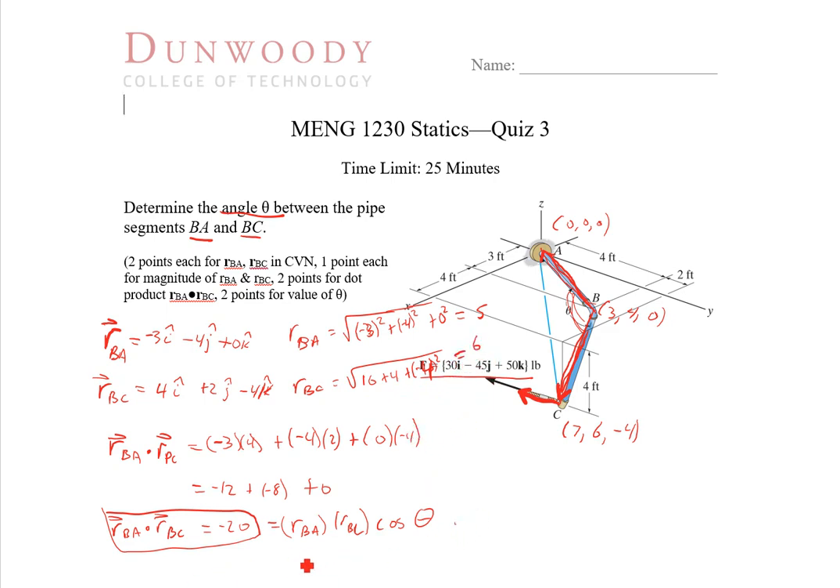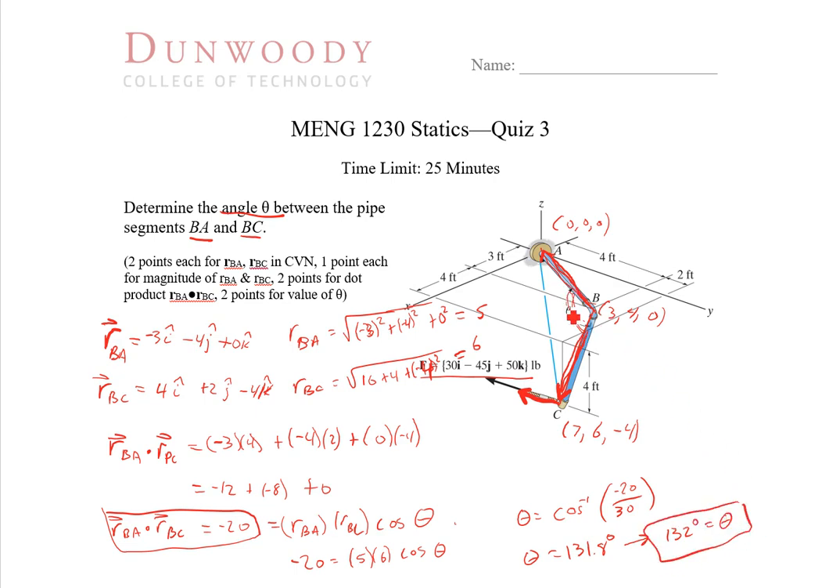So negative 20 equals 5 times 6 cosine of theta. Rearranging that, theta is the inverse cosine of negative 20 over 30. So theta in that case is 131.8 degrees, or to 3 significant figures, 132 degrees. And that seems to make sense. If we're coming down and over more in this direction, it must be beyond 90. That seems to match my intuition.